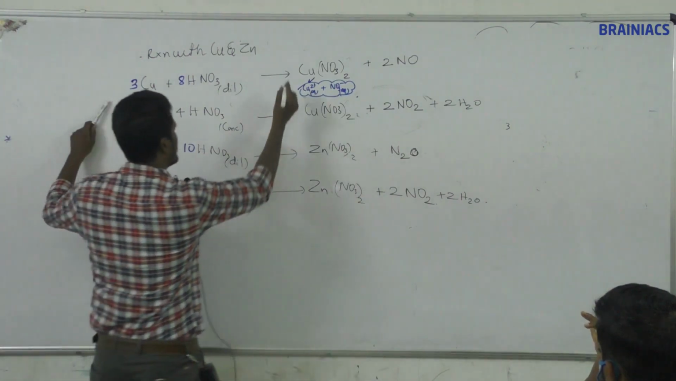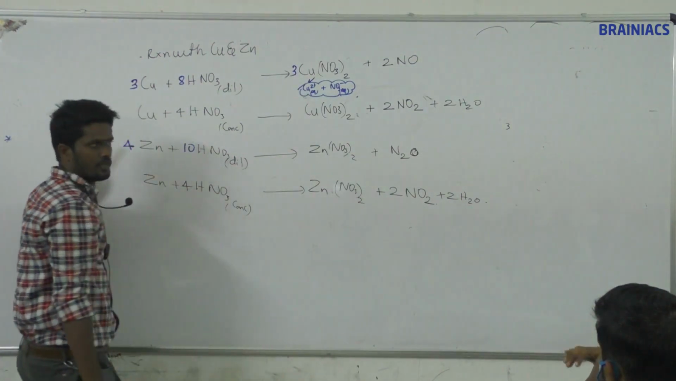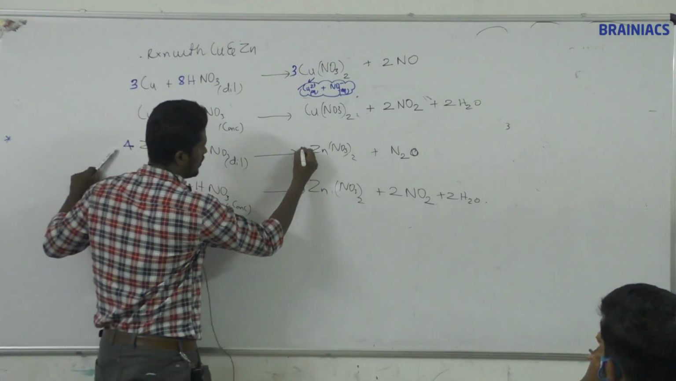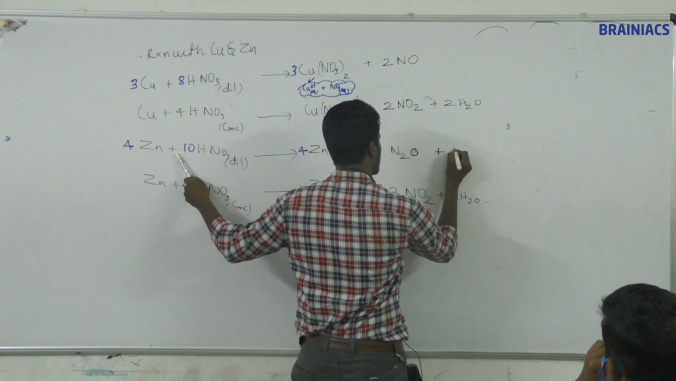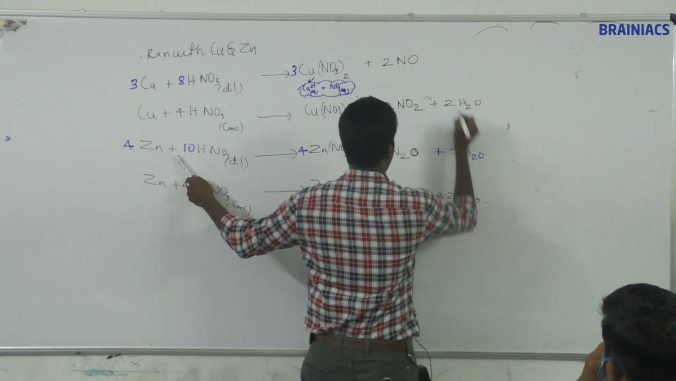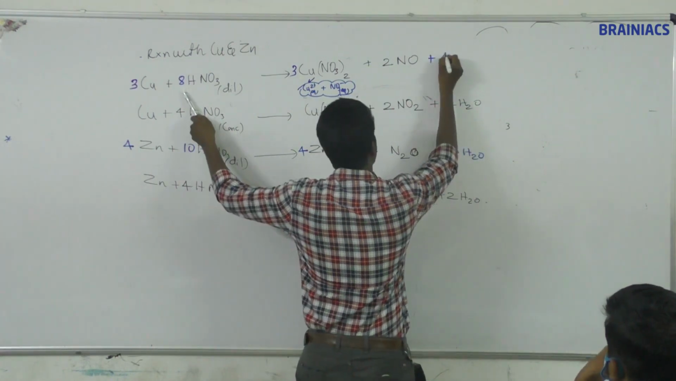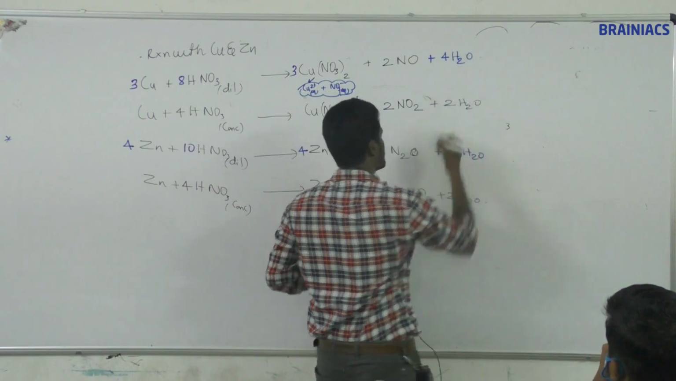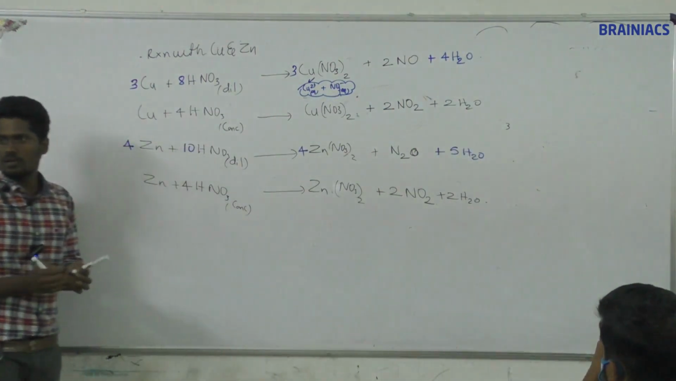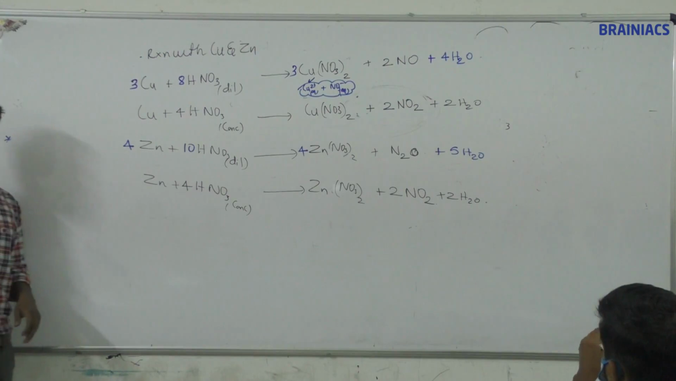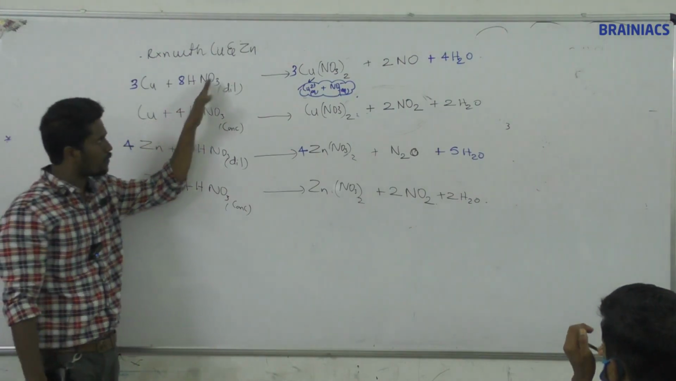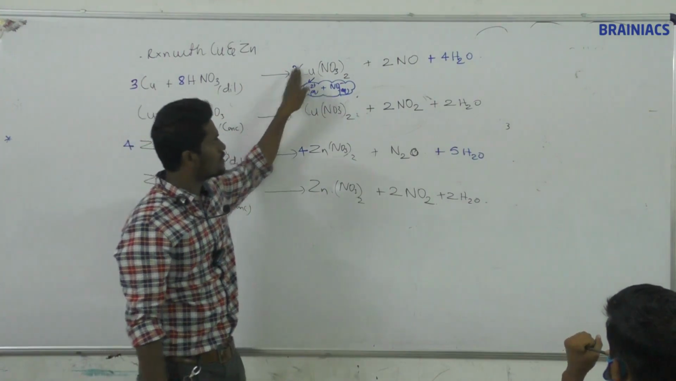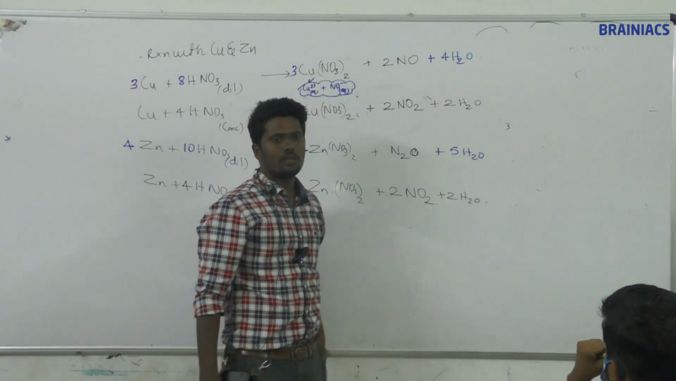So how many copper nitrate will be here? 3. How many Zn nitrate here will be? 4. And how many water will be here? Plus 4 and 5. Okay, so what are the reactions with the copper and zinc? Copper is reacted with the diluted HNO3. What are the products formed? Copper nitrate, 2NO and H2O.